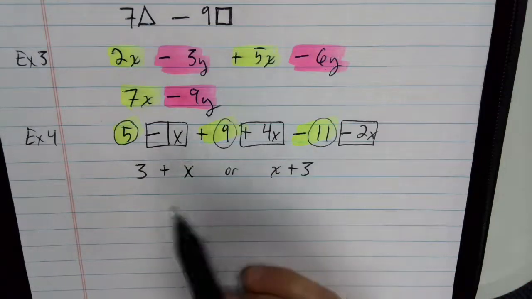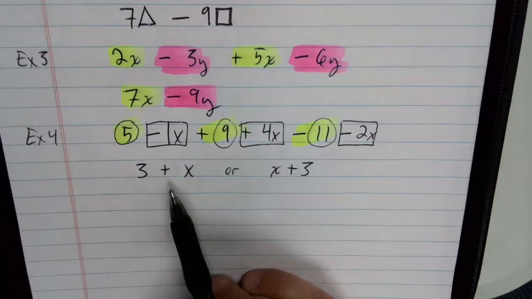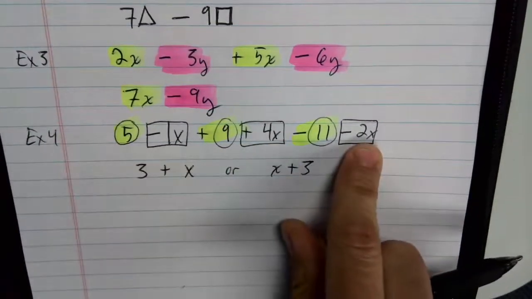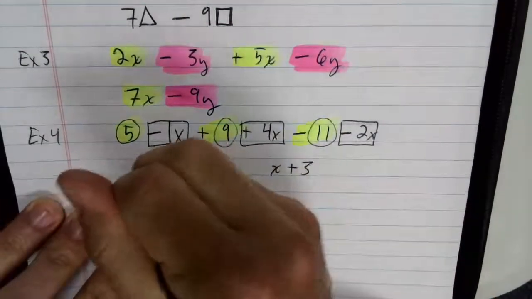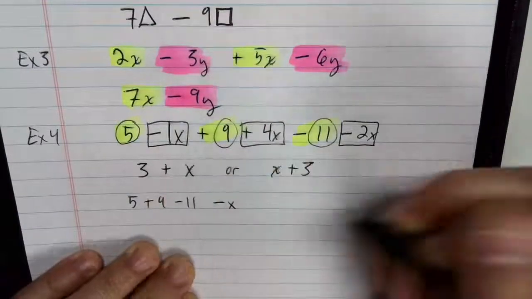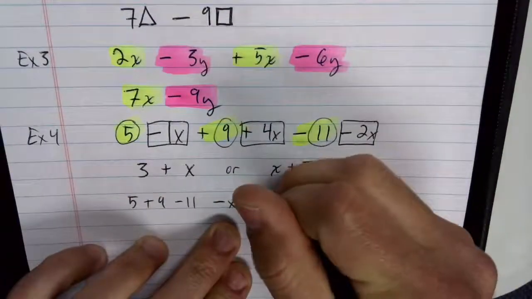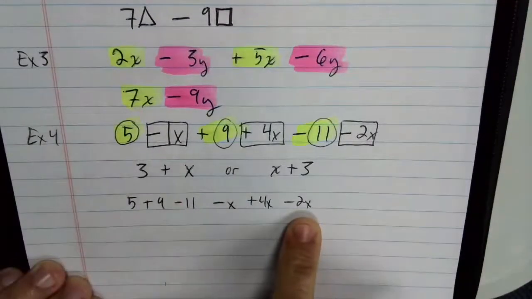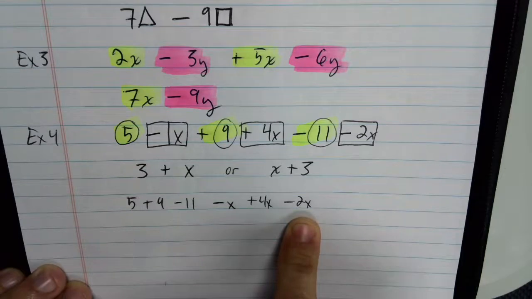Why does that mean you have to add them if they're positive? Okay, let me rewrite this expression and see if it makes sense then, Luke. 5 plus 9 minus 11 minus x plus 4x minus 2x. Now, why am I able to do this? Why can I change the order? Because of the commutative property of addition.